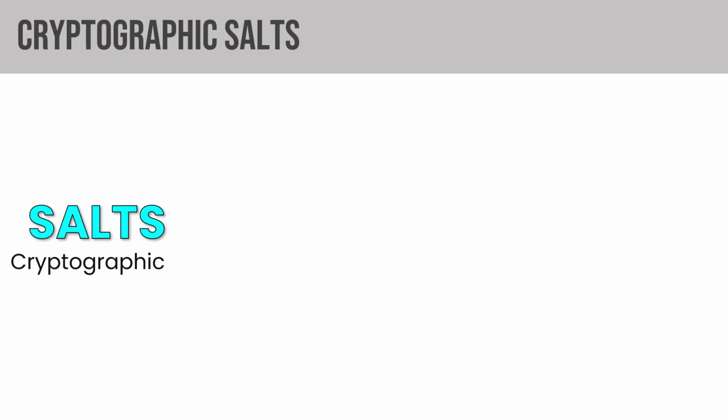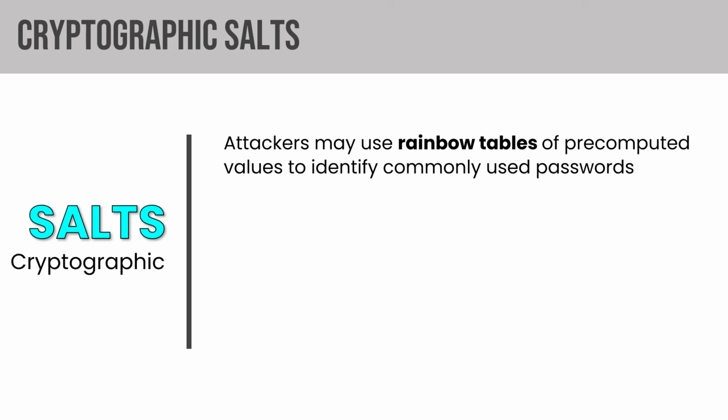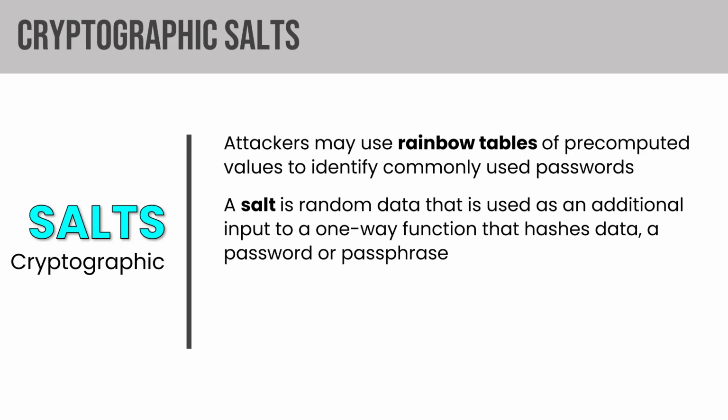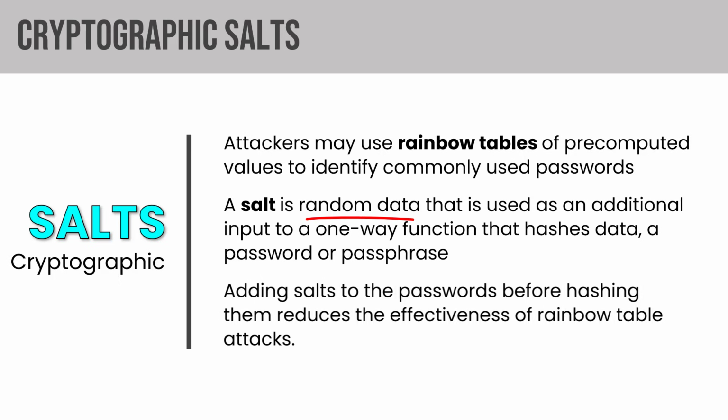Let's talk about cryptographic salts. Attackers may use something called a rainbow table. It's a table of pre-computed values to try to identify commonly used passwords. And a salt is random data that's used as an additional input to a one-way function that hashes data, password, passphrase, whatever. Because we're injecting random data, adding salts to passwords before hashing them reduces the effectiveness of rainbow table attacks, because the attacker doesn't know what additional random data has been injected before the hash.